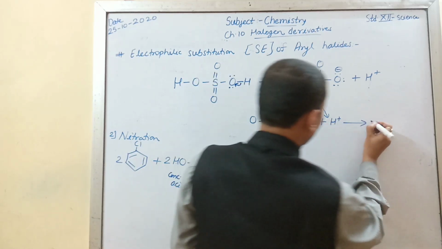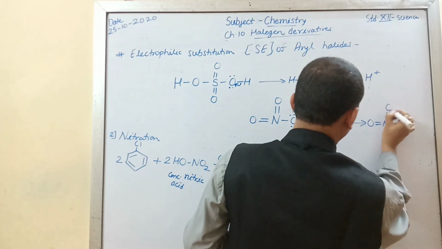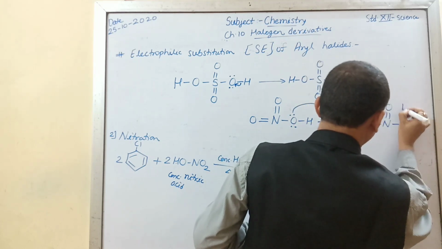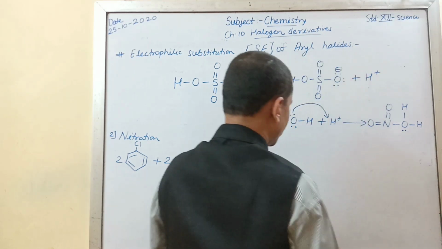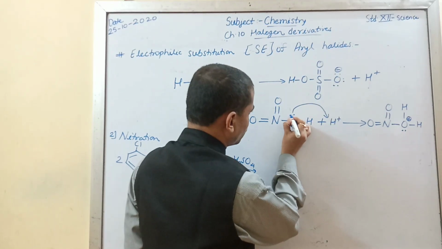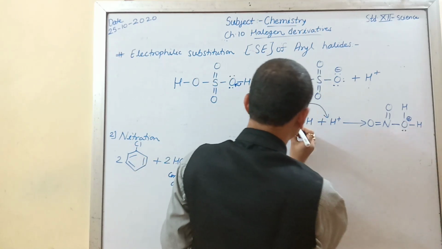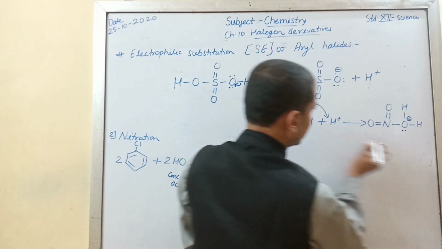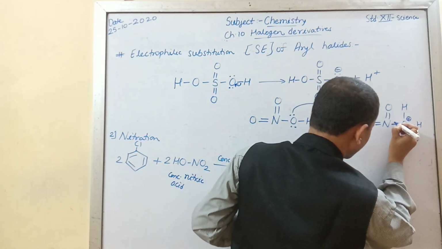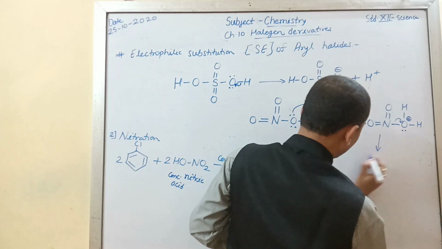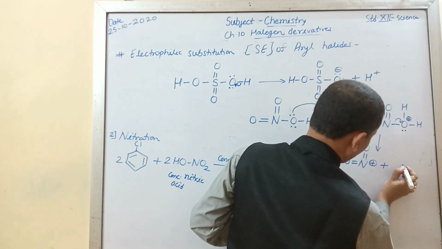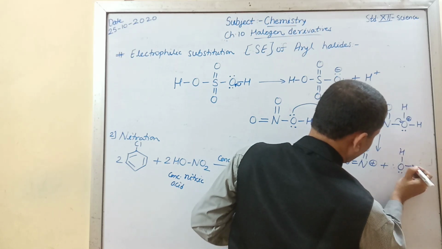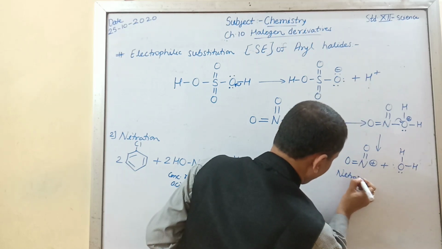You get O double bond N double bond O H. These two electrons are responsible for the formation of this OH bond, and therefore oxygen acquires positive charge. And here again what happens? This is unstable, so you get O double bond N double bond O, that is NO2 plus, plus H2O. It is what? Nitronium.